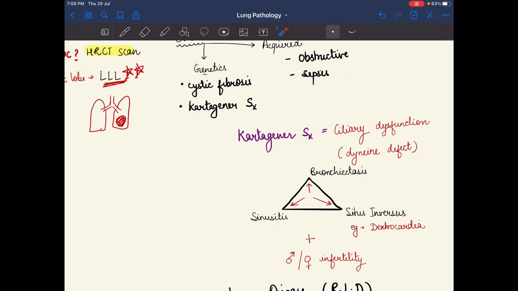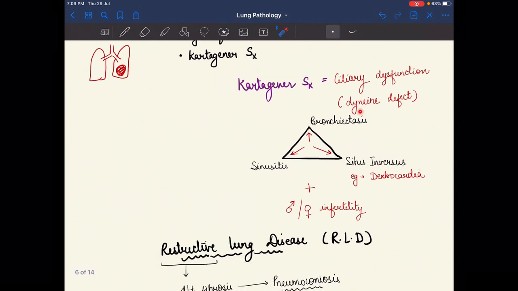And the triad seen in Kartagener syndrome is that the person has bronchiectasis, sinusitis, and situs inversus. Normally the heart is present on the left side, but in these persons the heart is present on the right side. So this is known as situs inversus, for example dextrocardia. And with these 3 features, male and female infertility is also found.